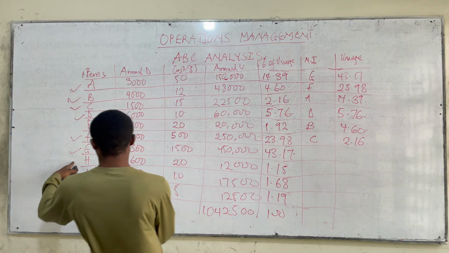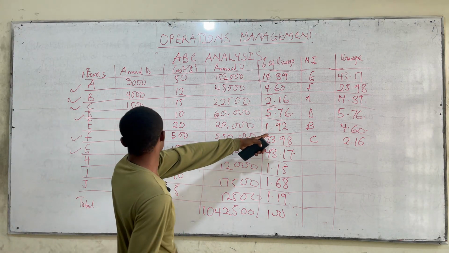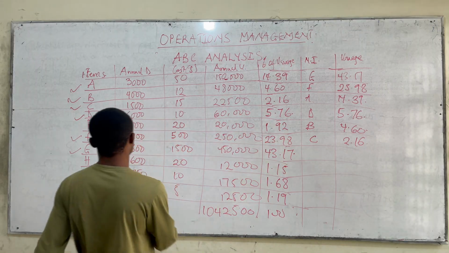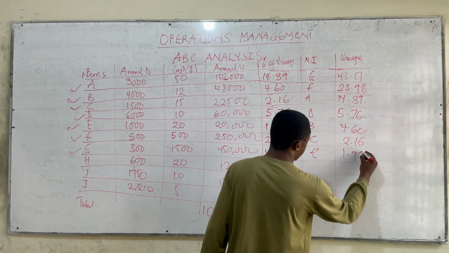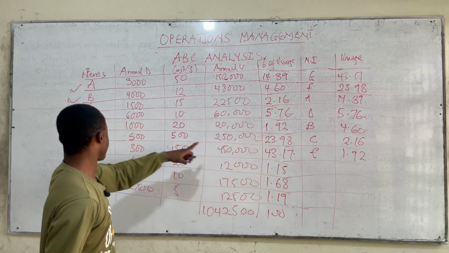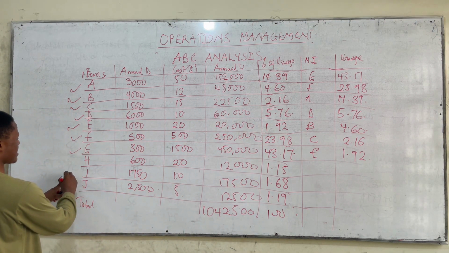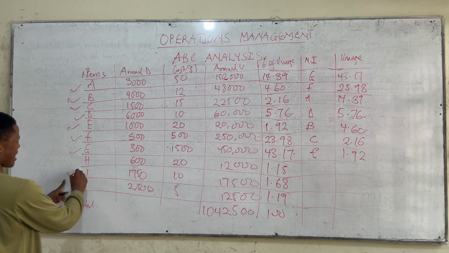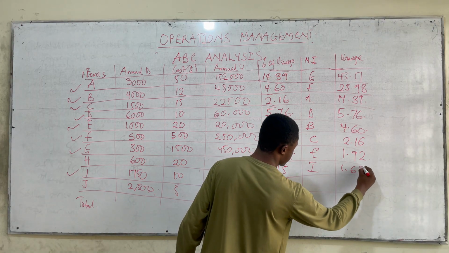So H here. Sorry, it's supposed to be item E, which is 1.92. So our next highest value is item E, 1.92. And after this item E, we have our next value, 1.68, which is item I rather. So I will be 1.68.